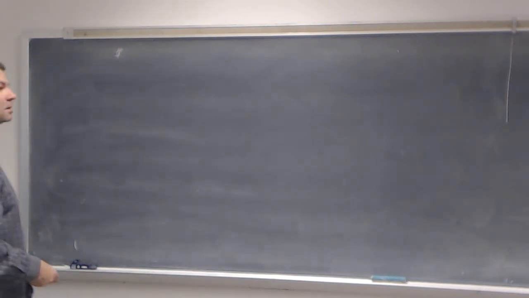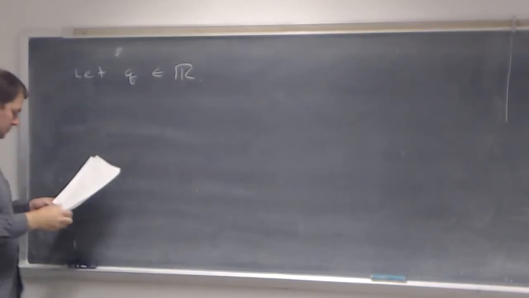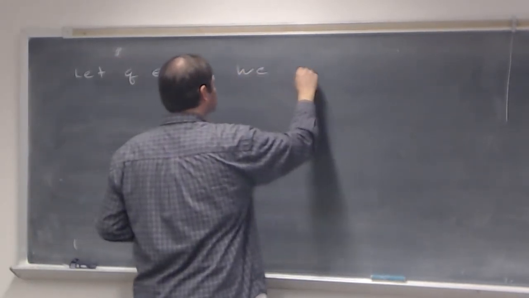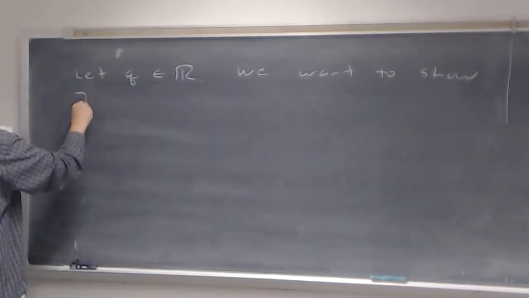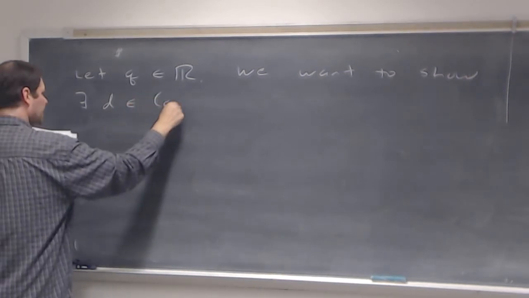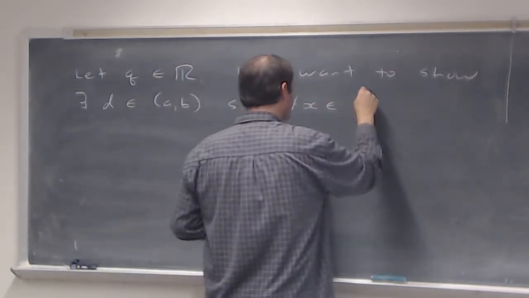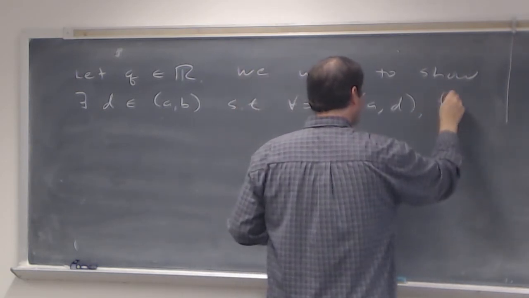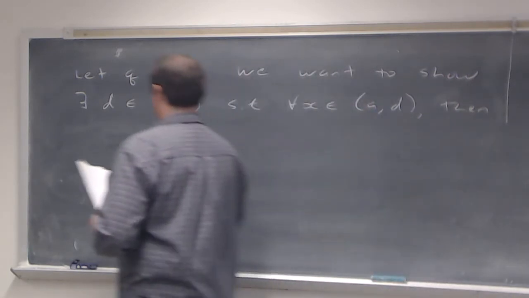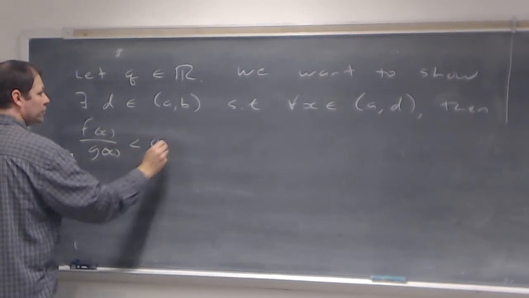Okay, so we're going to let q be an element of R. We want to show there exists a d element of (a, b) such that for all x element of (a, d), f of x over g of x will be less than q.